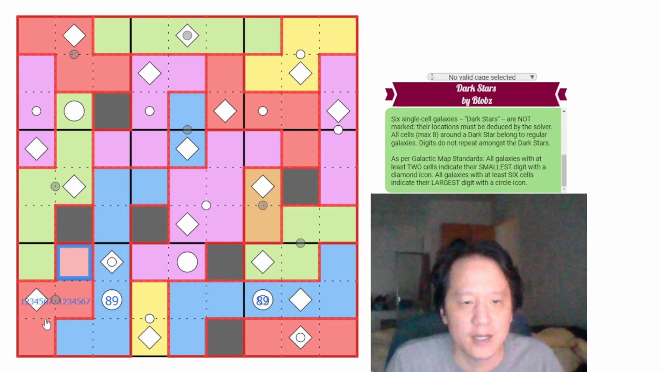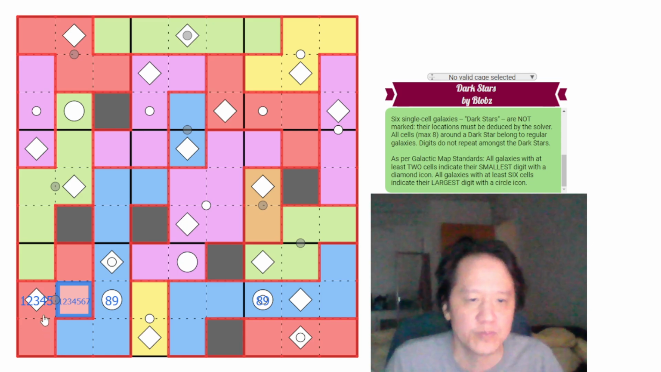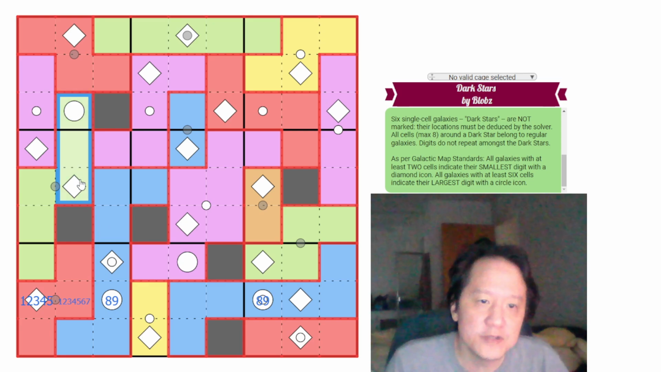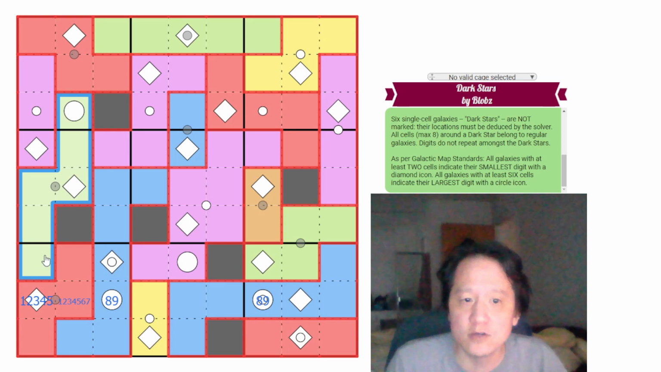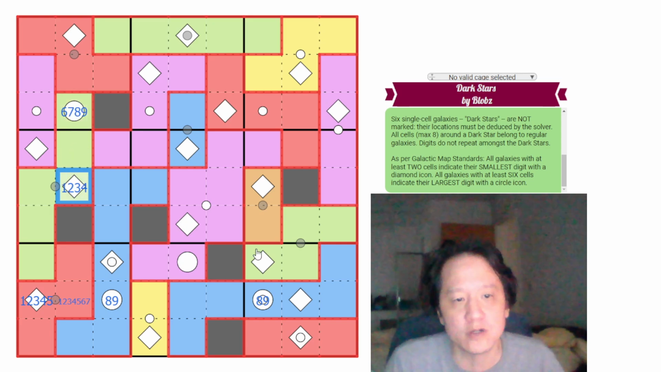I guess, no, it cannot be 7, because if that's 7, the smallest one would be 7. Yeah. This is a 4-cell galaxy. So it would have to be 6 at least, but the problem with 6 is it has to have 7, 8, and 9, and that's 8 and 9. So this cannot be 6 either. So it could be 5. 5 is valid. This is also a Renban, but it's a 6-cell Renban galaxy. So that means it could be 6, 7, 8, 9 as the largest one, or 1, 2, 3, 4 as the smallest.